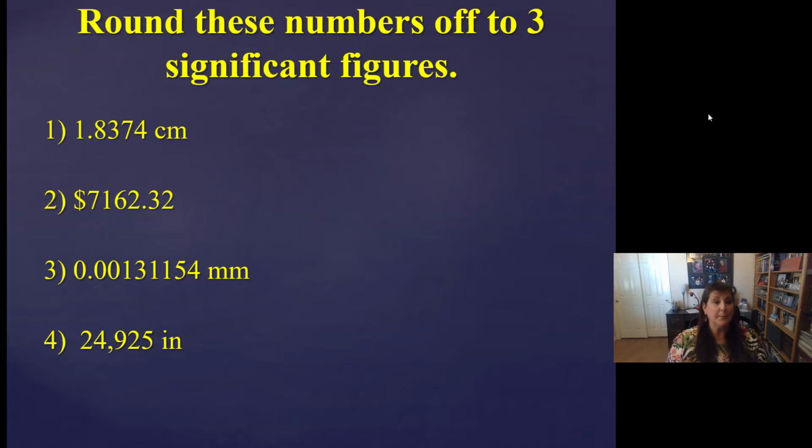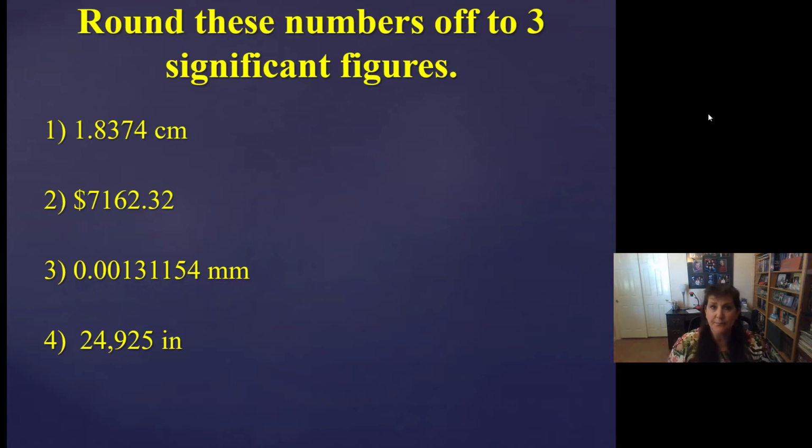All right, number 3, 0.00131154. Now remember, the zeros in front don't count as sig figs, but we keep them for the magnitude. The first sig fig we reach is the 1. So that's our first sig fig. We're going to keep it, the 3, and the 1 is next to another 1. Do 1s round up? No. So the answer is 0.00131 millimeters.